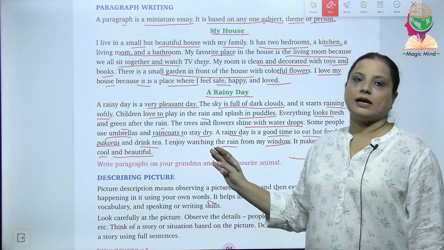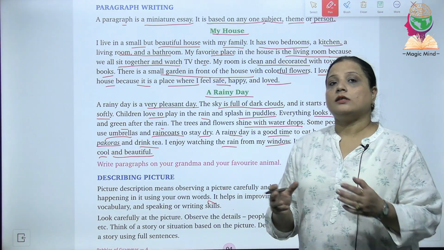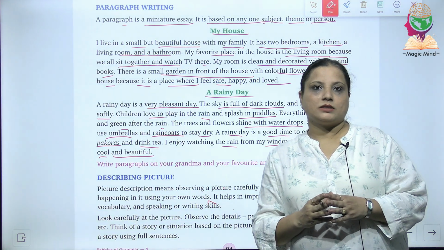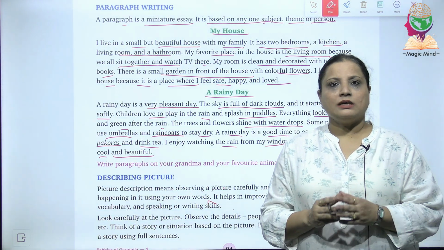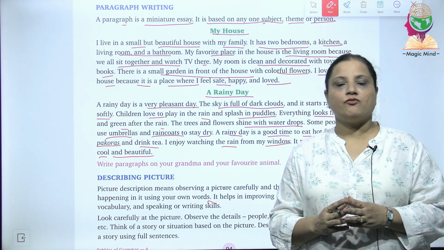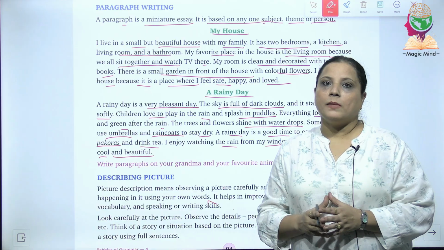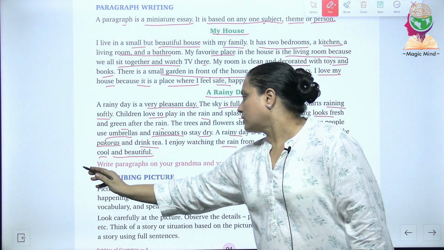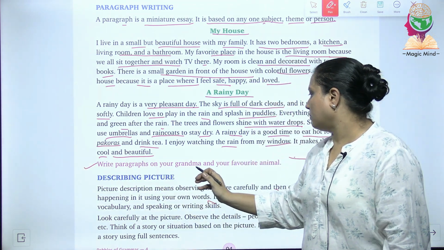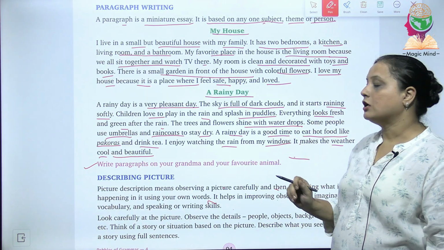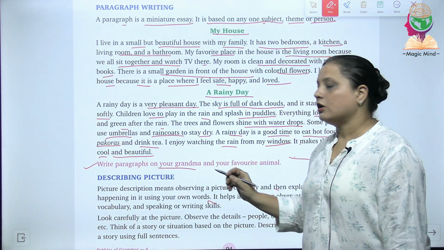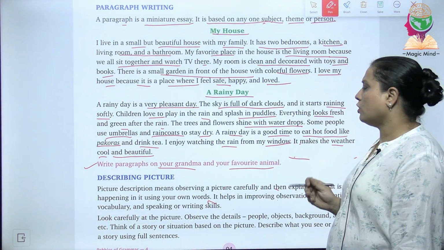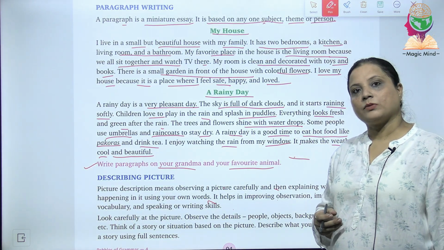Now, one thing while writing the paragraph is that you can also write your own experiences in the paragraph. This actually makes the paragraph much more lively and much more true. Now, they have given you a paragraph to write on your grandma and your favorite animal. So, two topics have been given. You have to write paragraphs on grandma as well as your favorite animal.